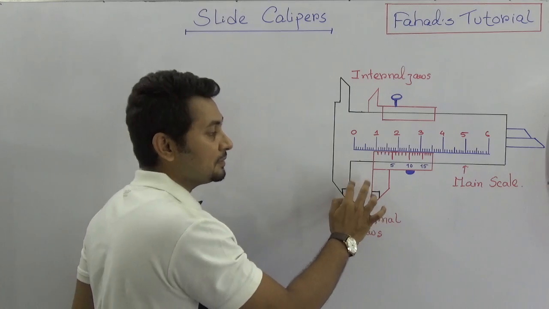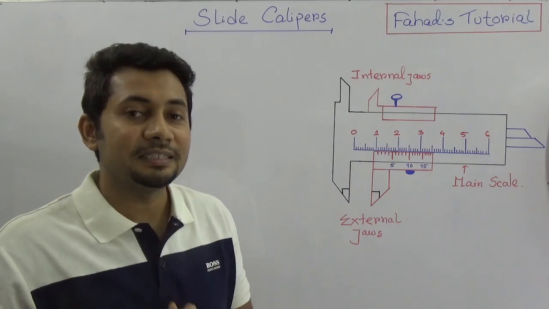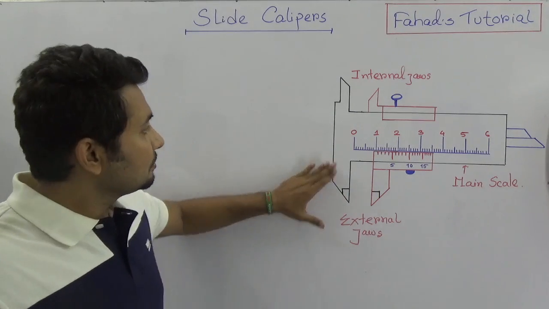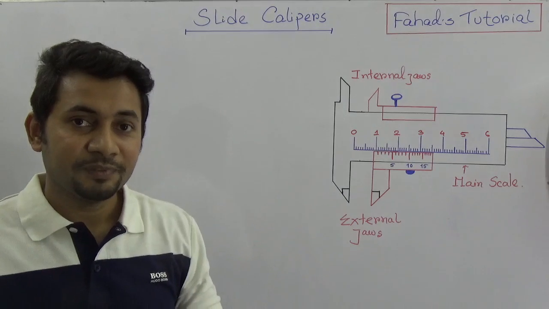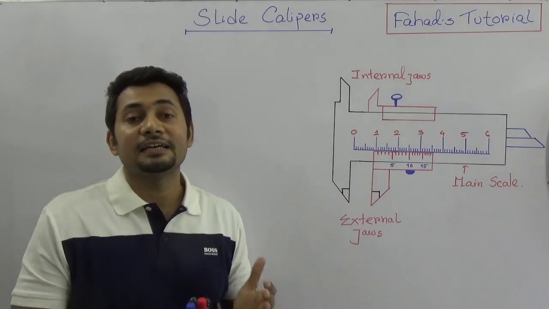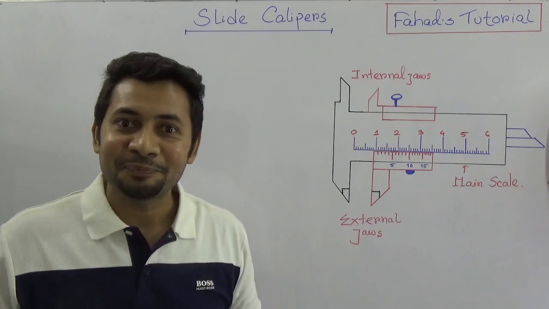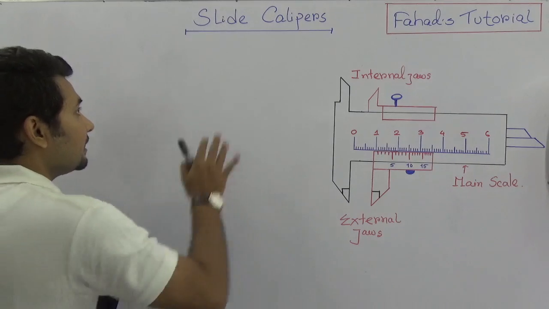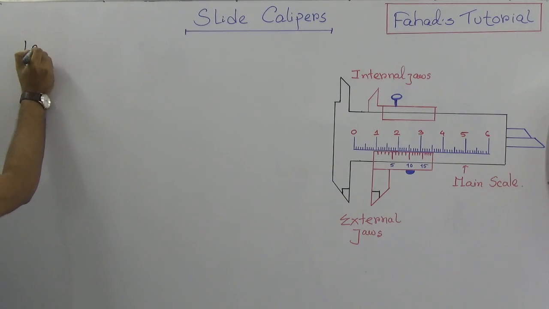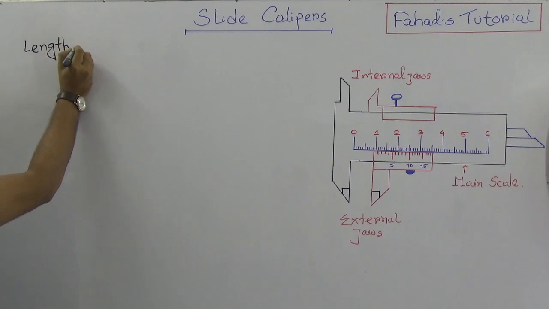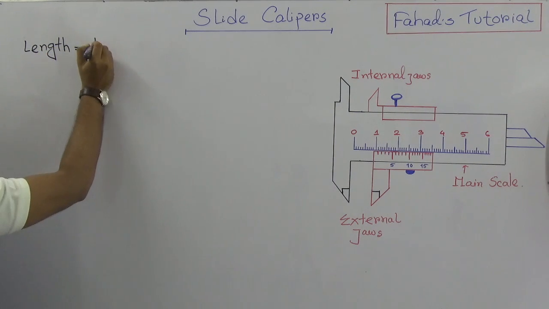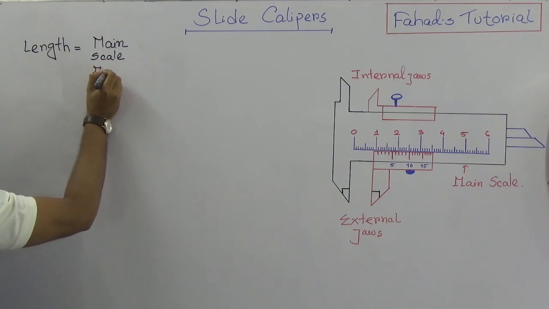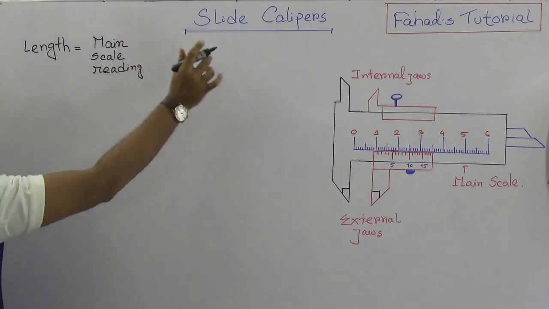There is a space in between these two jaws, because when we need to measure something, we have to place it in between these two jaws. Actually, we can use both jaws in different ways. But before explaining all this, we need to know the theory of how we can measure things with the slide calipers. The main thing is that when we measure the length, the principle is we first need to find the main scale reading. This is important. I'm coming up with this theory.